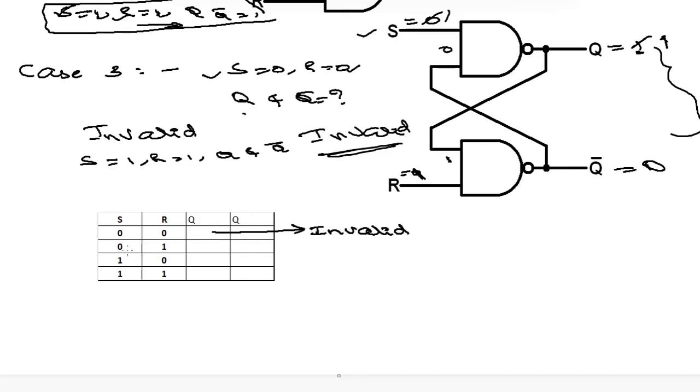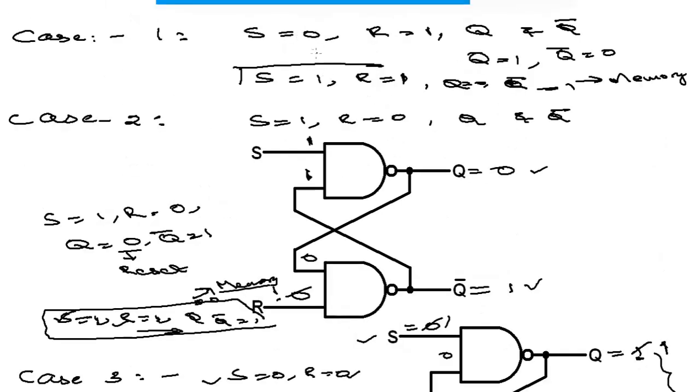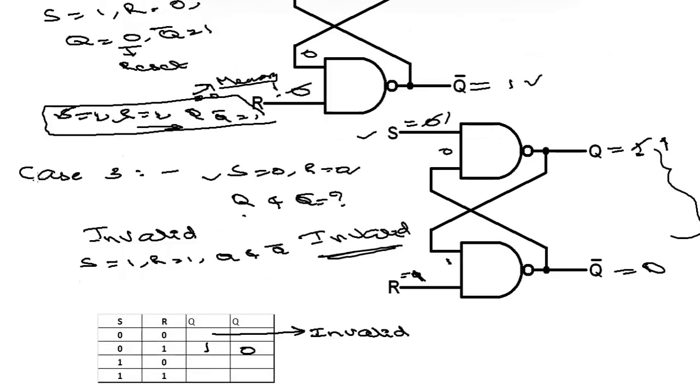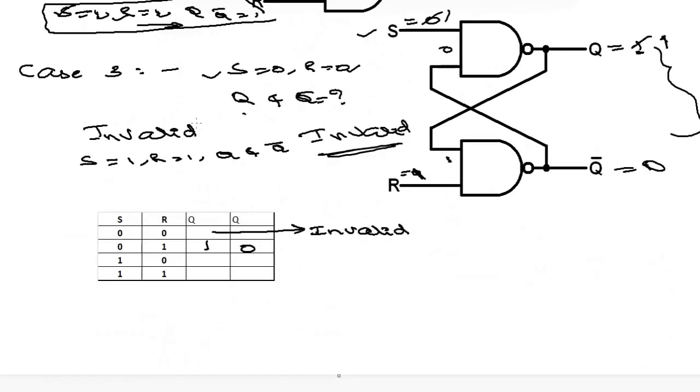Invalid state. When S equal to 0, R equal to 1, see here. First case, when S equal to 0, R equal to 1, Q is 1, Q bar is 0. Next, S equal to 1, R equal to 0. See here, in this case Q and Q bar values are 0, 1. Q value is 0.